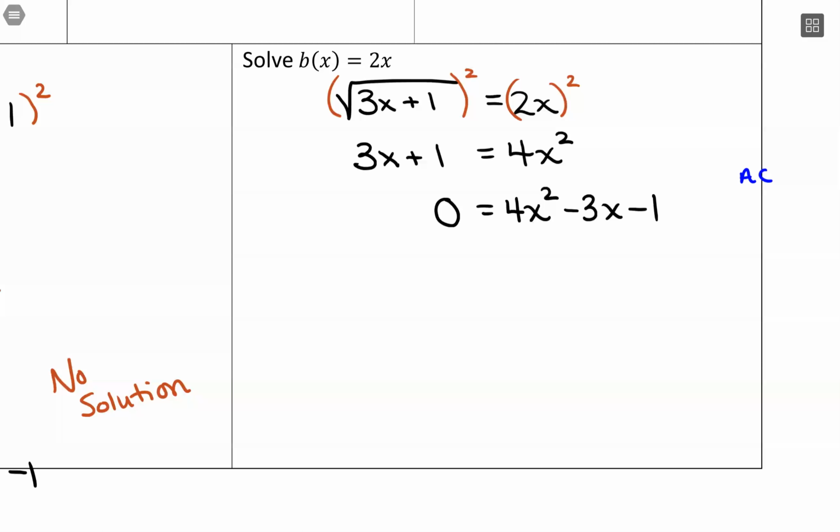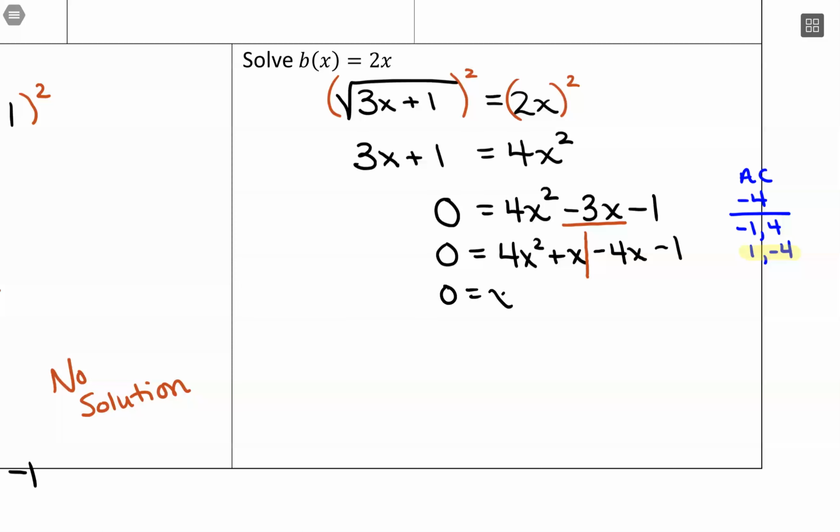So I would take 4 times negative 1. So I want to look at the possibilities for negative 4 that would add up to negative 3. So I know it's going to be 1 and 4 together, so it's either negative 1 and positive 4 or positive 1 and negative 4. And it's going to be the 1 and negative 4. So let's go through this process. So I'm going to split up that middle term where I had negative 3x. I'm going to split that into 2 terms where I have a positive 1x and a minus 4x. And I still have that minus 1 at the end. And we're going to use grouping.